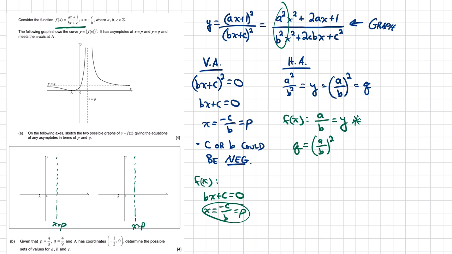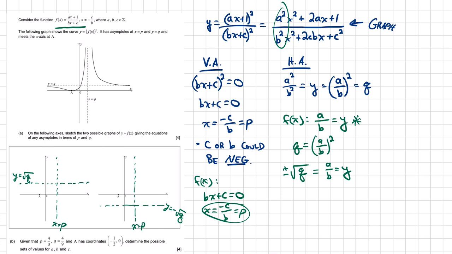So I need to get this equation to match what we found here. a over b is what we need to solve for in this case. So we're just going to take the square root of both sides. When I do that, I end up with plus or minus the square root of q equal to a over b, which we said is the equation of our horizontal asymptote. So I'm going to have two cases here. I'm going to have the case where y equals positive square root of q, but I'm also going to have the case where y equals negative square root of q. So we have these two different situations here.